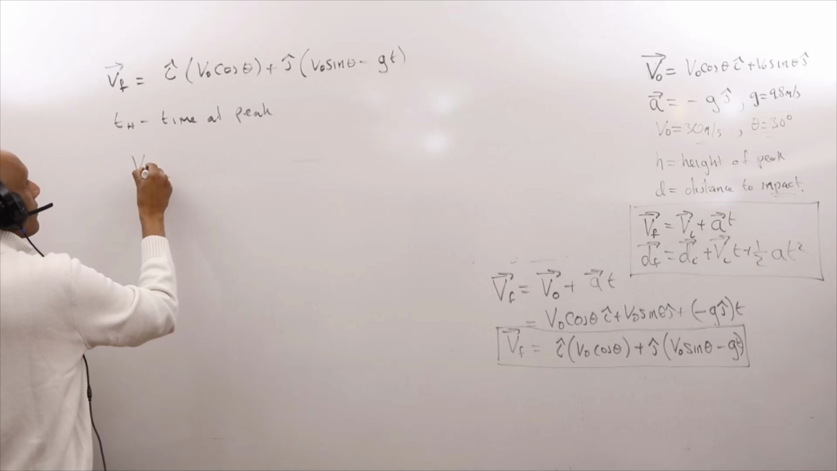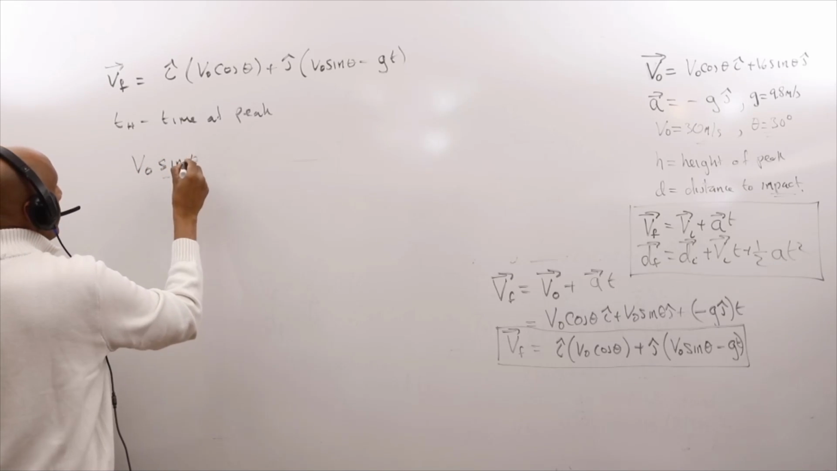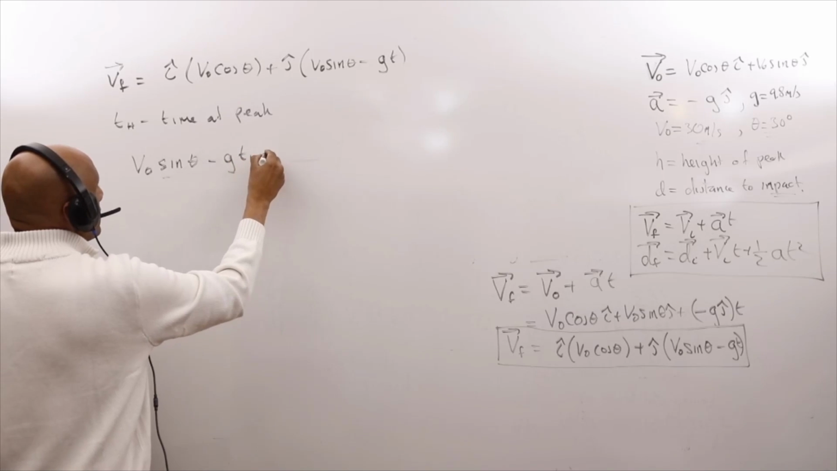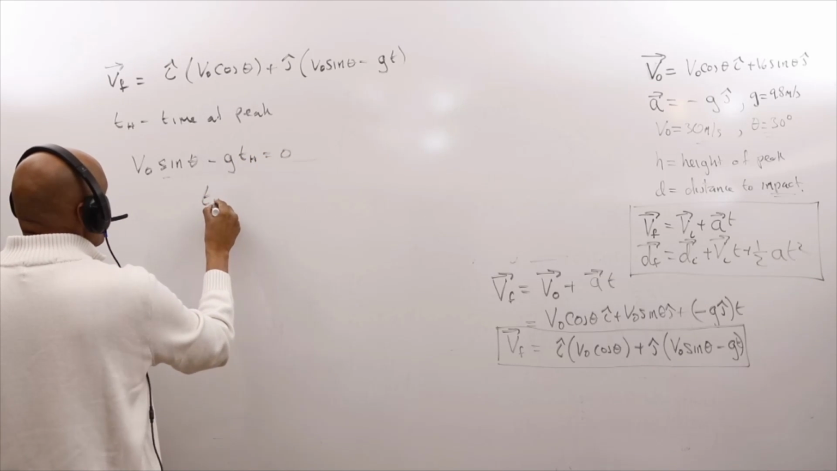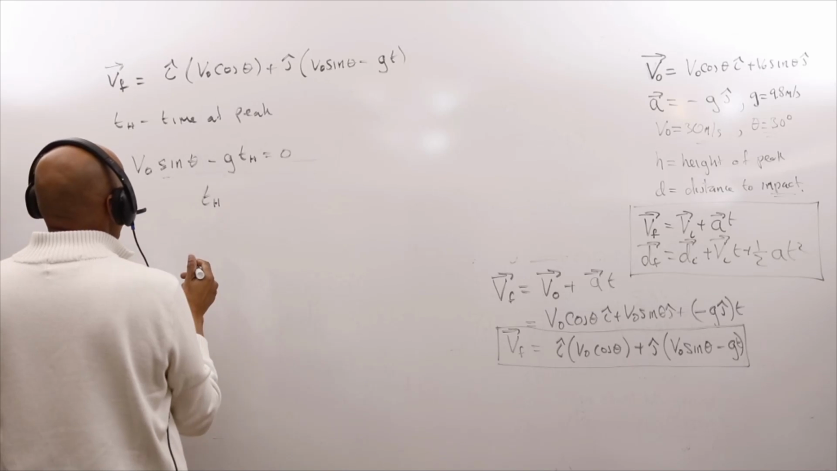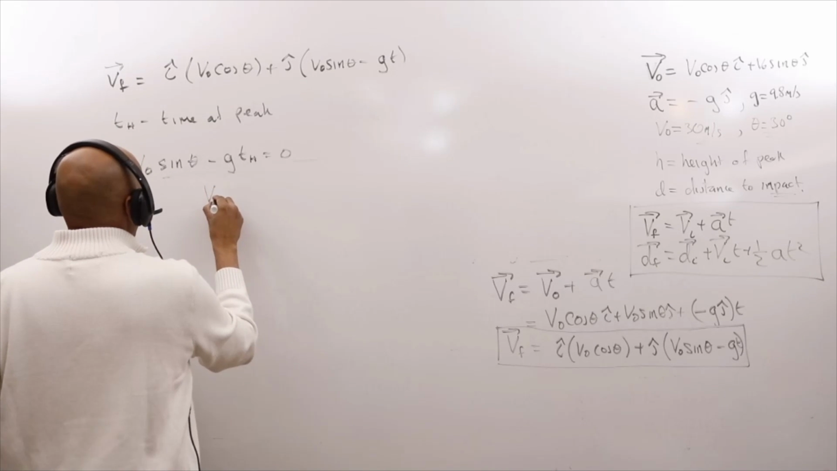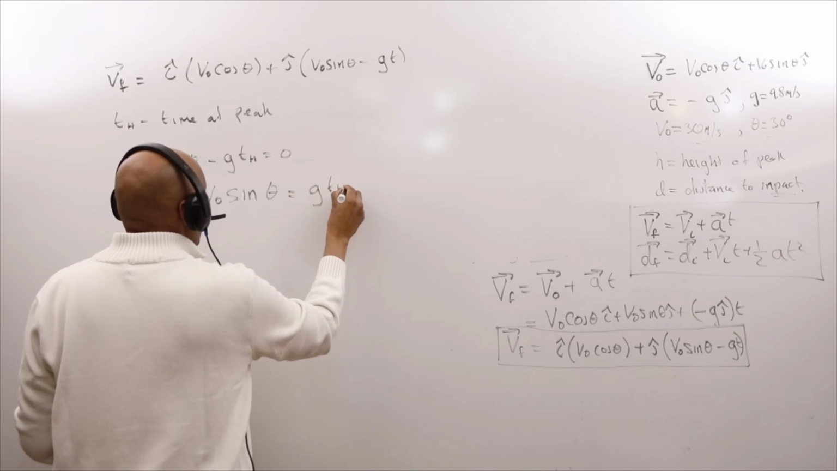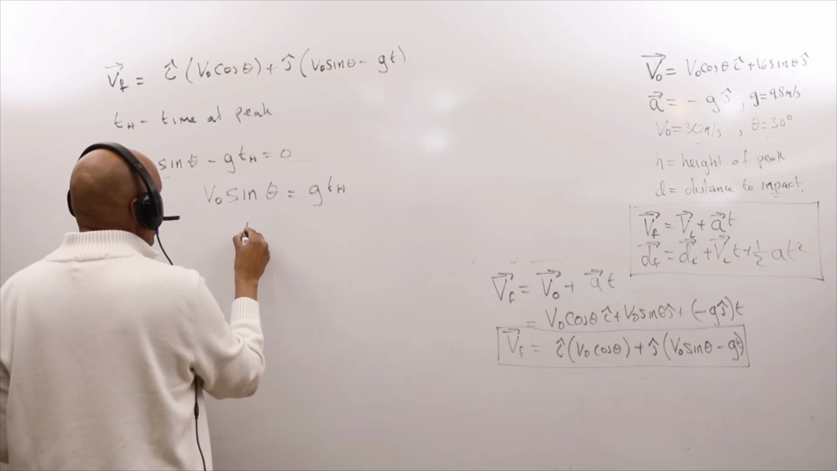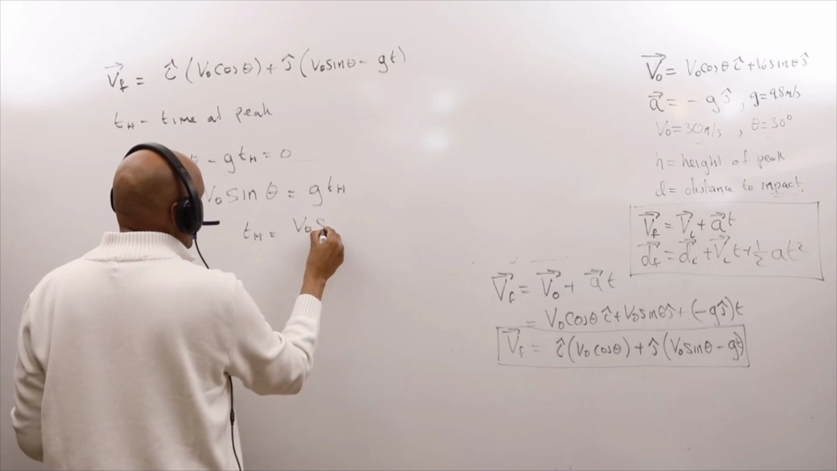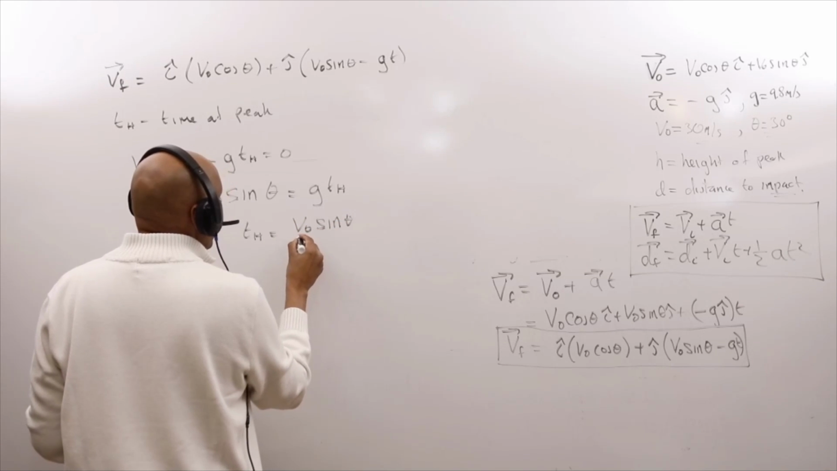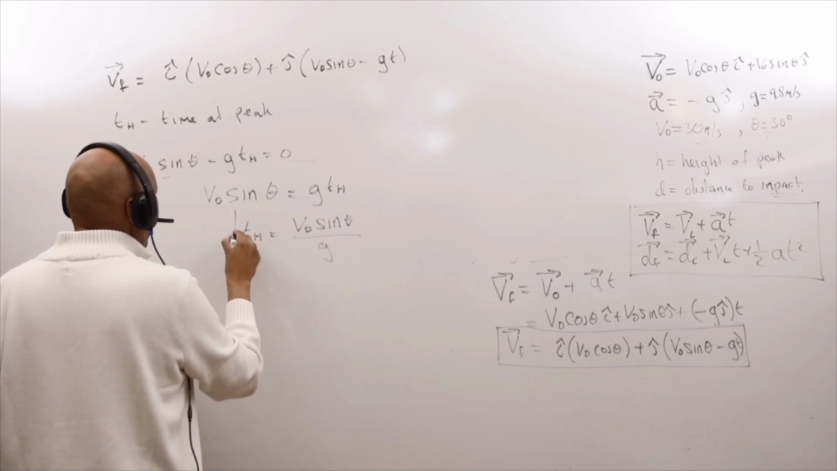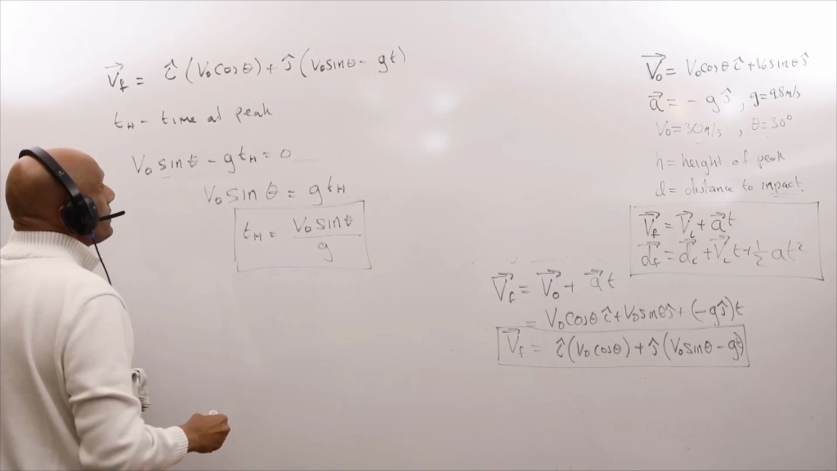So that must mean that V0 sine of theta, notice I know V0, I know sine theta, minus g times TH is equal to 0. So we can solve for TH by moving this to the other side, and then divide by g on both sides to get TH. So we have V0 sine of theta over g. And so this is TH. And so I've just calculated TH.